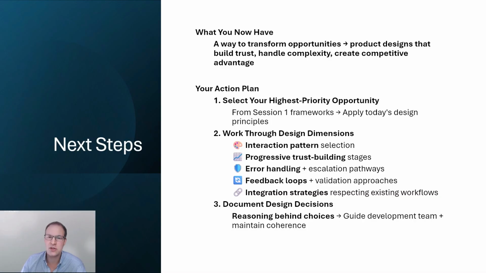Begin with interaction pattern selection based on your specific workflow requirements and user needs. Design your progressive trust building approach with clear stages and advancement criteria. Design your error handling and escalation pathways before you write any code. Plan your feedback loops and validation approaches as core design elements, not afterthoughts. Finally, create integration strategies that respect existing workflows while demonstrating clear value. Document your decisions and reasoning behind them, as this will guide your development team and help maintain design coherence as the project evolves.